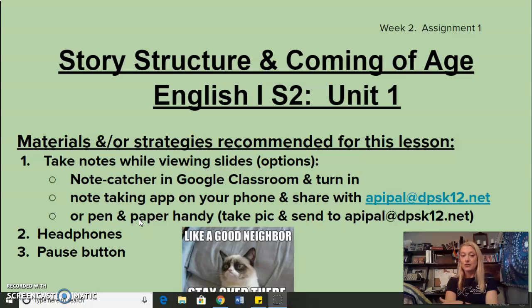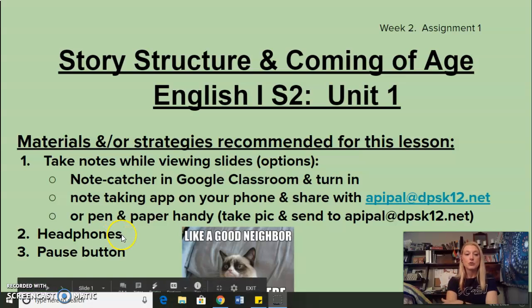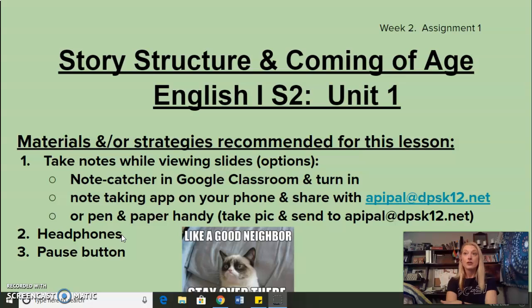look at the Google Doc again to guide what you need to have, because this will help you on your final, and then just take a picture and send it to me. My email is apipel@dpsk12.net. Also, if it helps you, use headphones. It will help tune out any distractions around you. I use my headphones often to drown out whatever my dog is doing or my daughter.